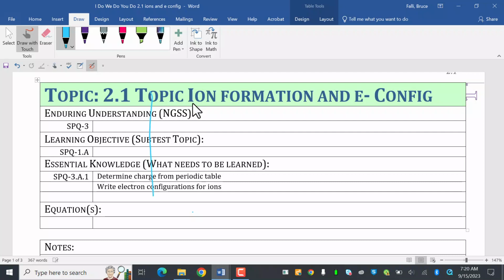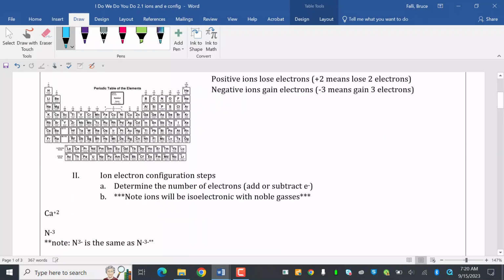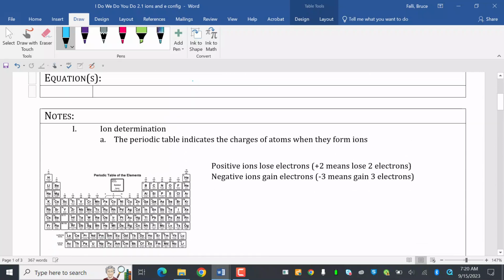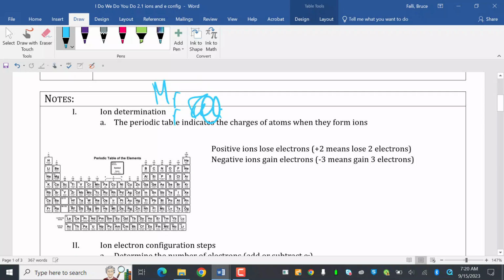We're going to do, this is very much a review type thing, where all we're going to do is electron configurations focused on ions. So let's go ahead and get started. I am your host, Mr. Folly, and let's start. All right, ion determination.